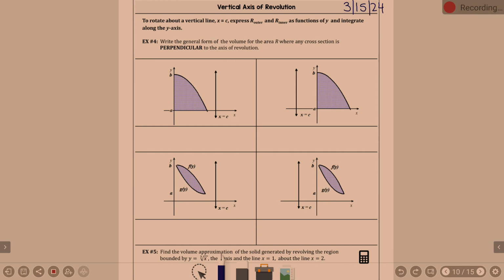So kind of like what we started off with yesterday, we're going to look at just general setups, and then we'll go into some specific examples. Write the general form of the volume for the area R, where any cross-section is perpendicular to the axis of revolution.